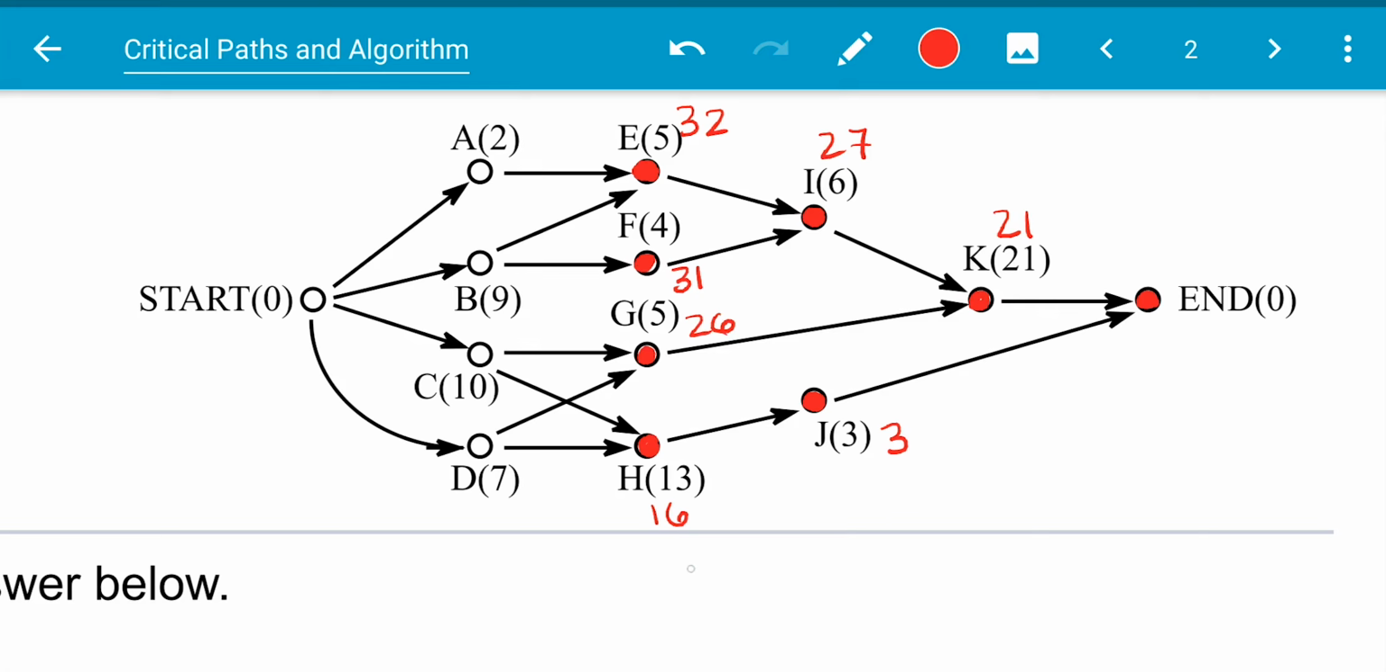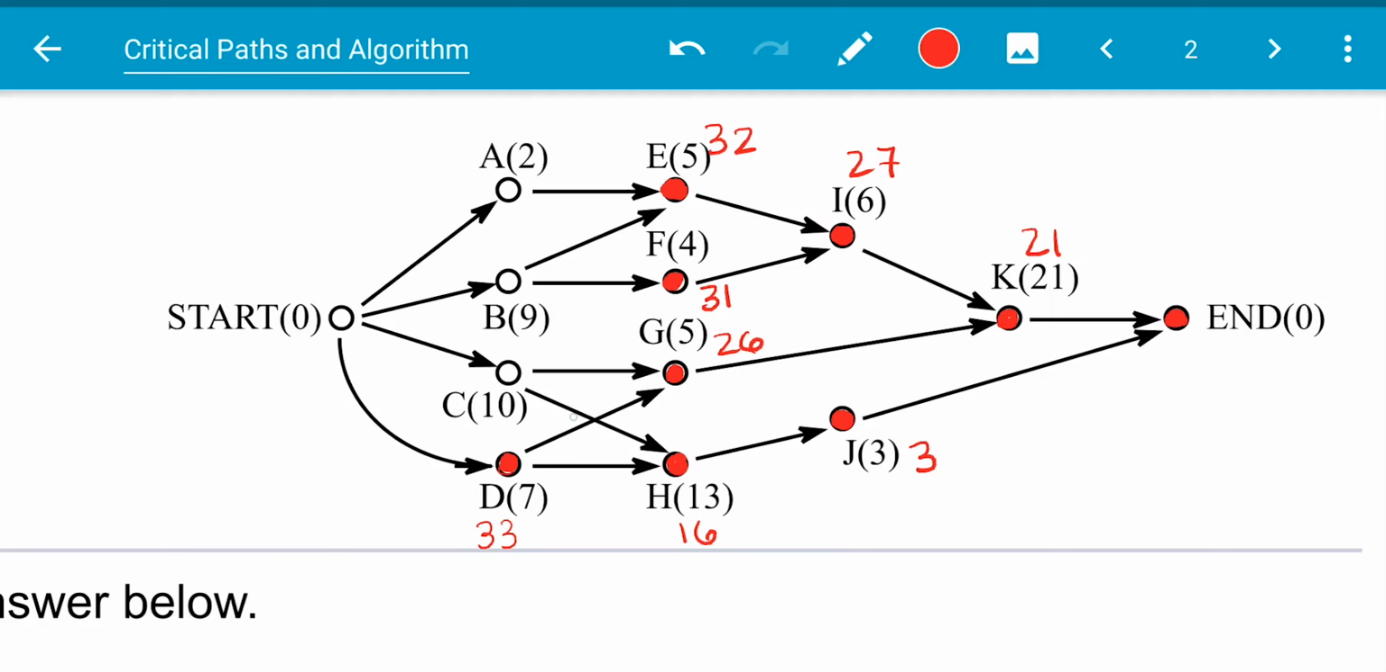All right, so now this is where it gets a little bit tricky. From D, we have the option of going from D to G, which is 26, or D to H, which is 16. In the critical path algorithm, we're going to choose the one that takes the longest because we want to know what is the absolute longest that it could take to finish this project. So we're going to take 26 because 26 is bigger than 16. So we're going to do 26 plus 7, which is 33.